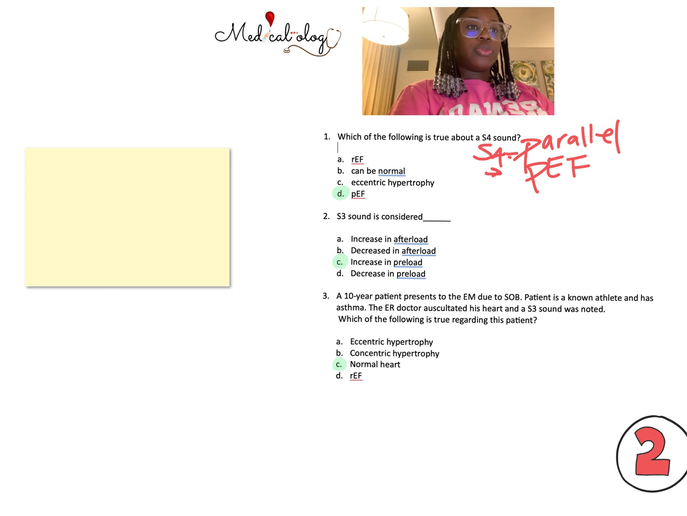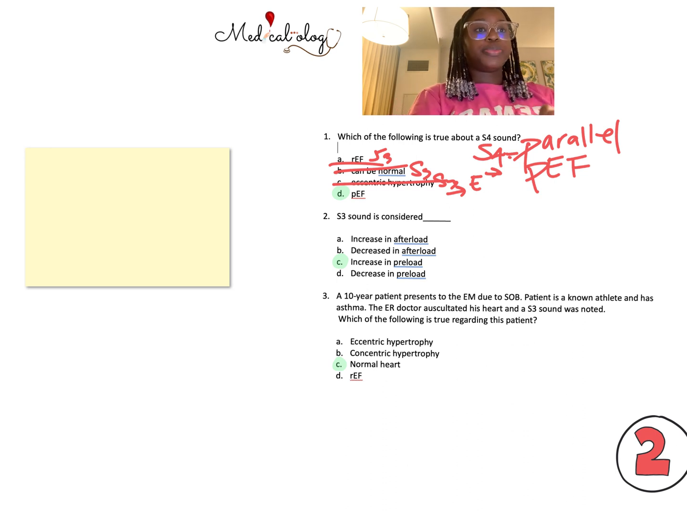So reduced ejection fraction, what is that? That is S3. Can be normal, S3 as well. Normal in what? An athlete, pregnancy, and also what else? A child. Eccentric hypertrophy, also S3. Remember, we flip it, and that is what? An E. So we know that A through C, they're all in the same category, and trust me, on Step, they will do that to you. So make sure you cross out what you know is incorrect. A, B, and C. So let's move on to question number 2.